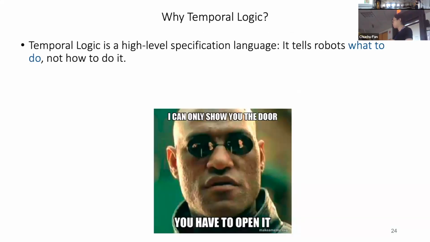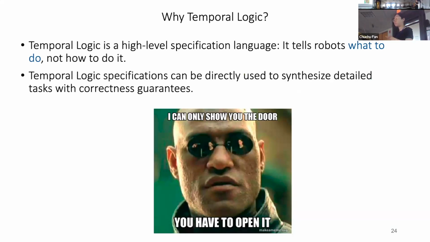Why we want to use temporal logic here is because it's a high-level specification language. It tells the robot what to do, just as humans tell the robot what to do, not how to do it, because the how-to-do-it part is the optimization problem. What to do is the high-level specification we want to have. And since it's a high-level language, how can we directly use it? Over the years, researchers, including our lab, have developed a lot of tools that can directly generate the motions and tasks for the robot from temporal logic.